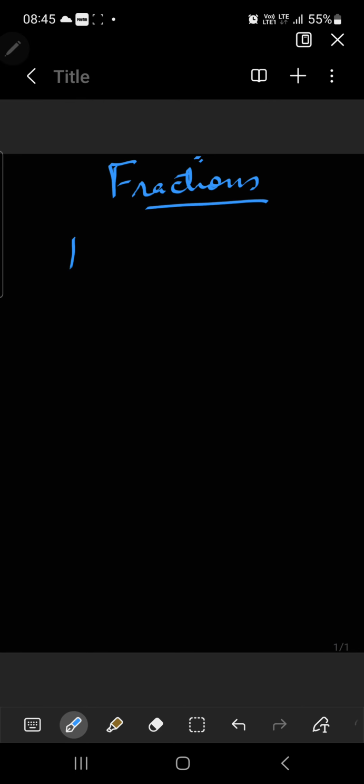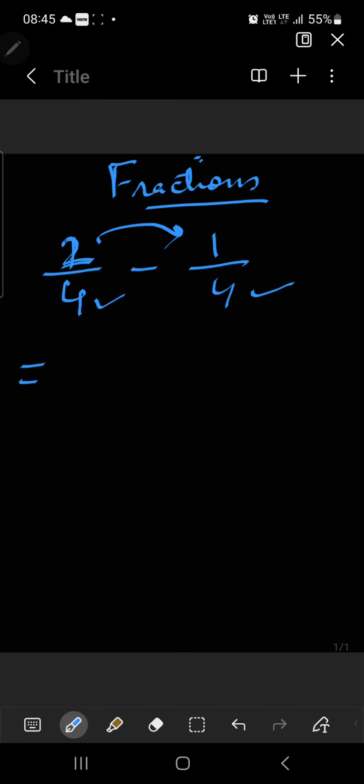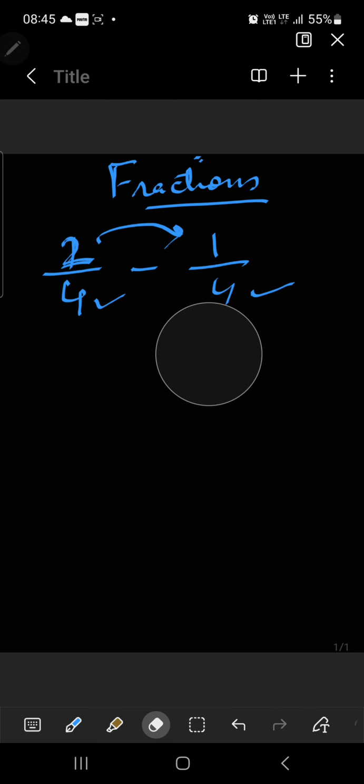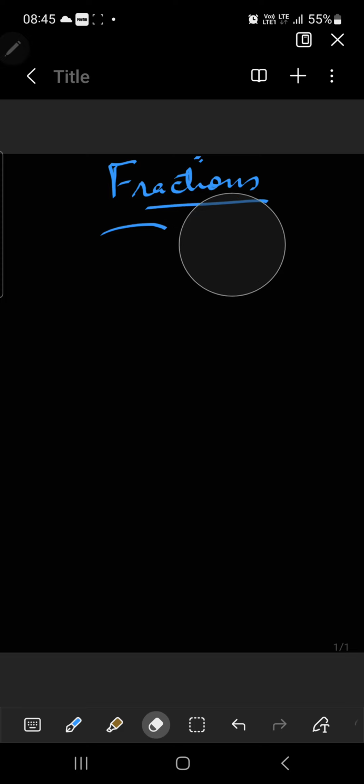In subtraction also, if I write like this, you have these two denominators equal in both the fractions. You just have to subtract the numerator part. You have to subtract 1 out of 2, you will get 1, and denominator will remain the same as 4. So this is the solution of the question where your denominators are the same. Now we will have another question.